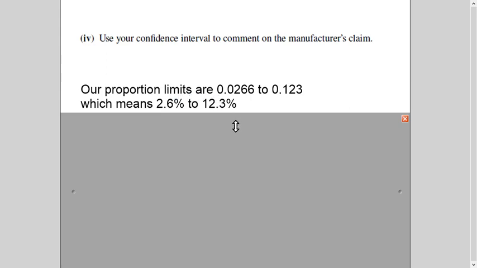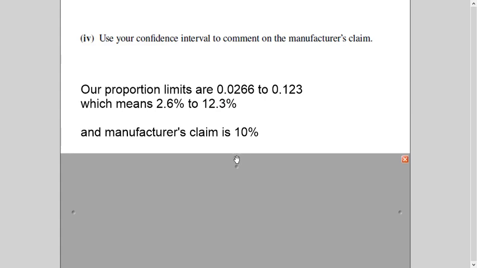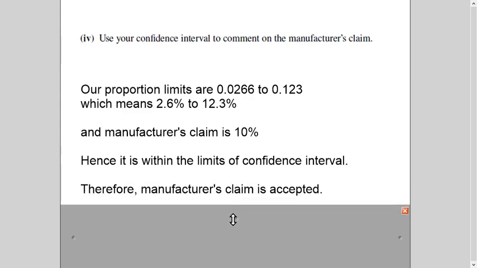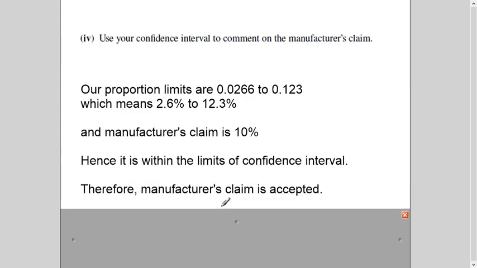So what does it mean? It means his claim is right, and that's why we will accept his claim. We will not reject his claim. And this statement is very important to write at the end with respect to the context. Because if you look at the marking scheme, you get 1 mark on it, right?